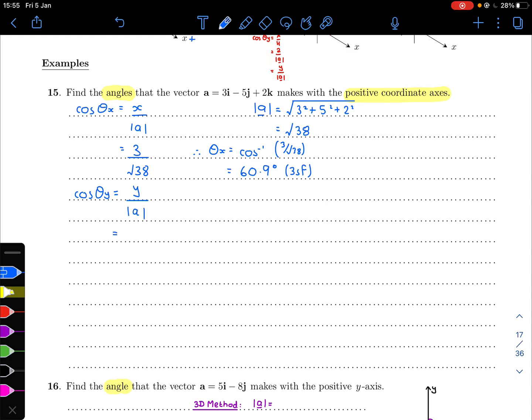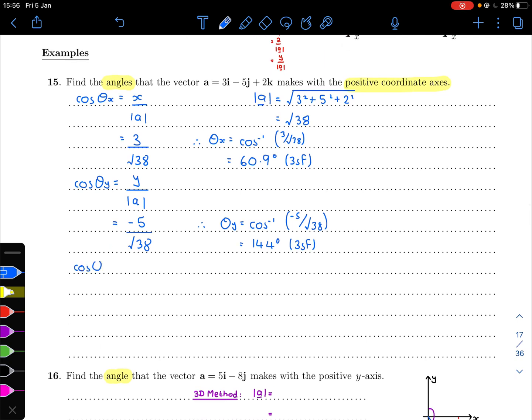Y over mod a, so the y component is the negative 5. Negative must be included. Over root 38. So inverse cos again. And to 3 significant figures, that one gives me 144 degrees.